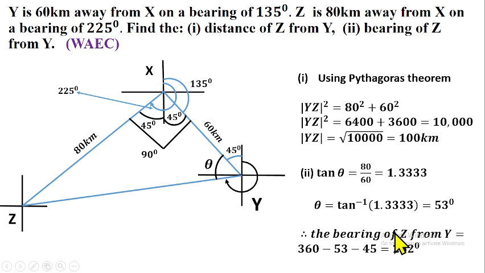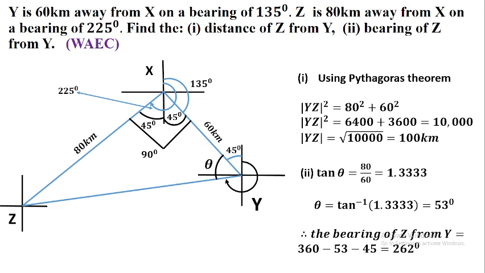So therefore the bearing of Z from Y is equal to 360 degrees, the whole angle here, minus whatever I have here, minus whatever I got here. That will give us from here to here. So 360 degrees minus 53, which is what we got inside the triangle, minus 45 will give us 162 degrees as the bearing of Z from Y.